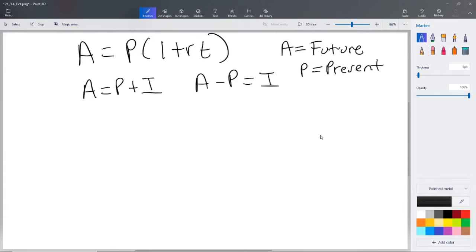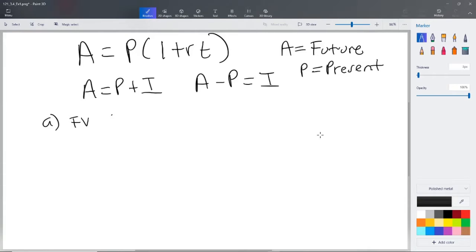So if we look at example 2 on page 398, part A says future value, or sometimes referred to as FV. Assume that you deposit $1,000 into an account paying 3% annual interest for 6 years. Use the simple interest formula to calculate the future value of this account. So in other words, we're looking for the A value, right?